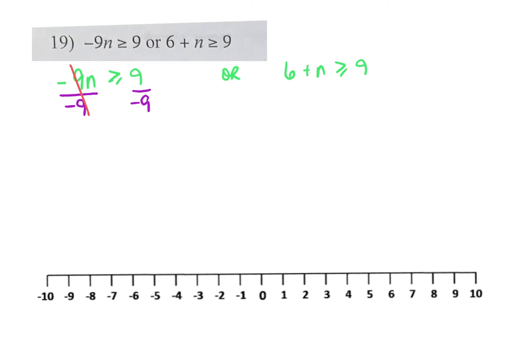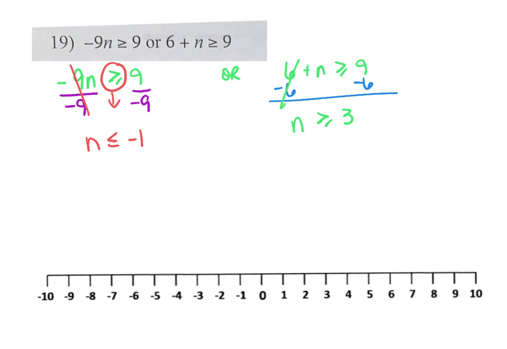When I do that, I have an n. Because I divided by a negative, what happens here? I'm going to flip it, so that's less than or equal to. And 9 divided by negative 9 is negative 1. Over here, I just have to subtract 6. I'm going to get that n is greater than or equal to 3.